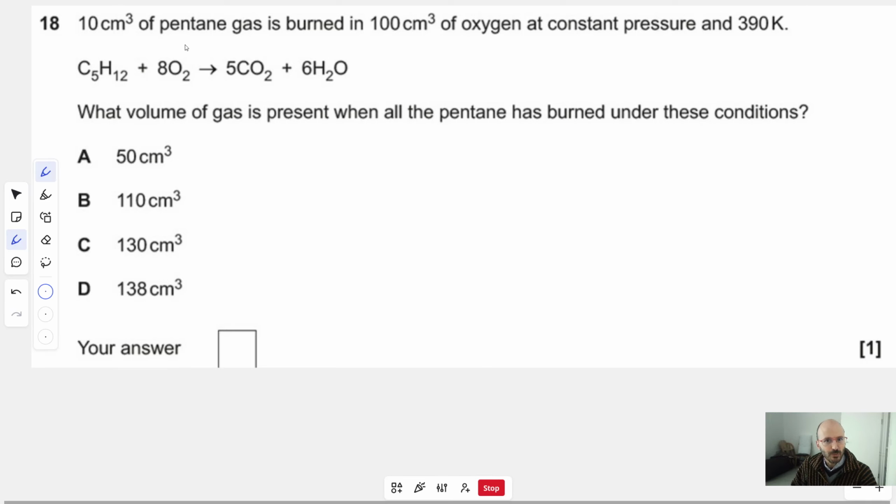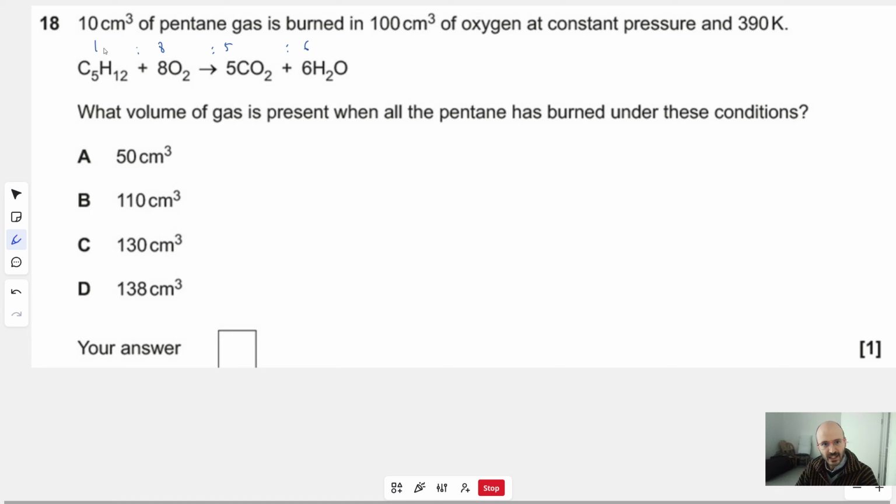If 10 cm³ of pentane is burned in 100 cm³ of oxygen, what volume of gas is present when all the pentane has burned? For this type of question, when you have gases and volumes of gases, the key idea is that the molar ratio, which in this equation is 1 to 8 to 5 to 6, equals the volume ratio.